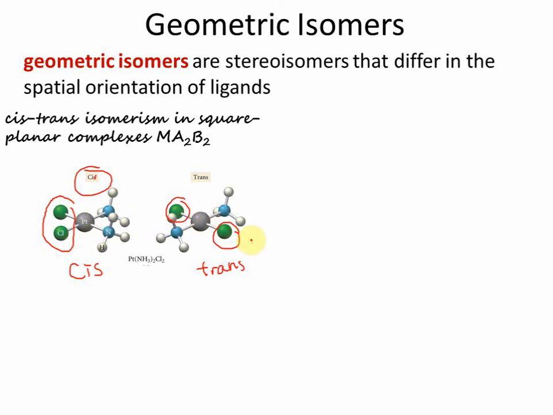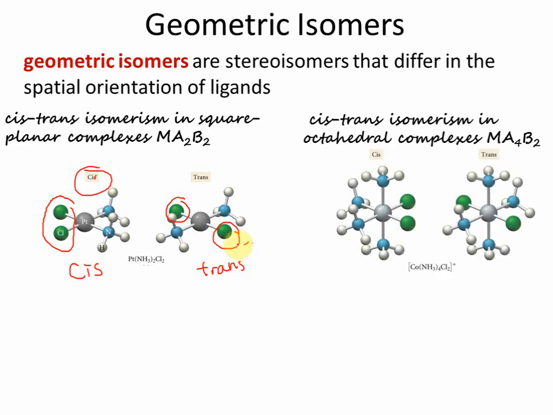You can also get cis and trans isomers in octahedral complexes. So this would be the cis isomer for this octahedral complex, and this would be the trans isomer where they're on opposite sides of the molecule.